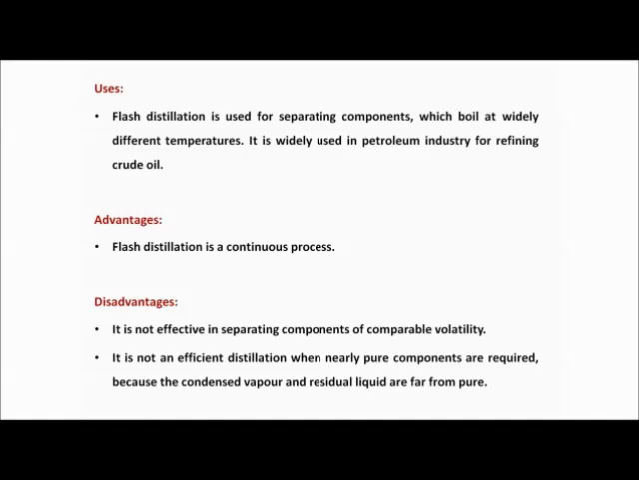Moreover, it is not an efficient distillation when nearly pure components are required. Suppose there is a mixture A, B, C, D, whatever it is, and you want to get a very pure component. In such cases flash distillation is generally not preferred, because the condensed vapor and the residual liquids are far from pure, as they might have some other components mixed. Suppose we have the liquid with A, B, C, D, different types of components, and you want the vapor phase to have exactly one component only. In such cases, it is very hard to use this flash distillation method.